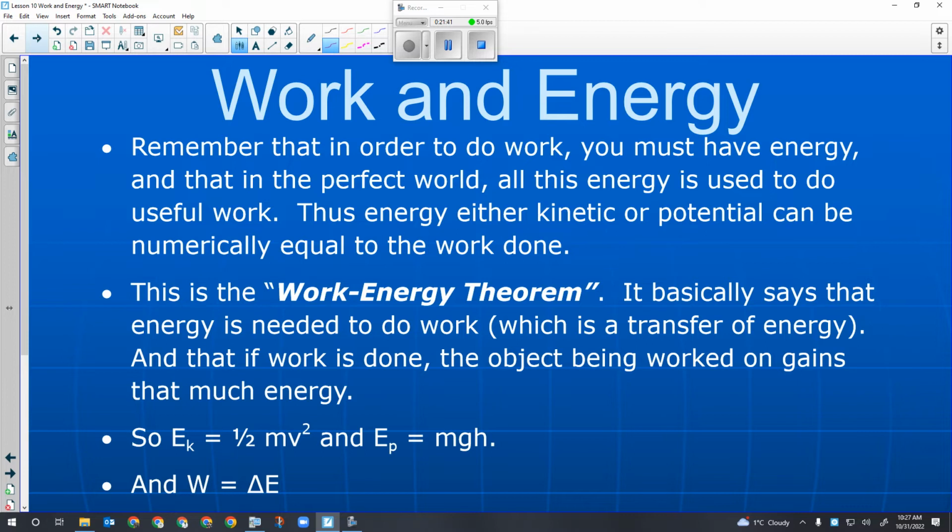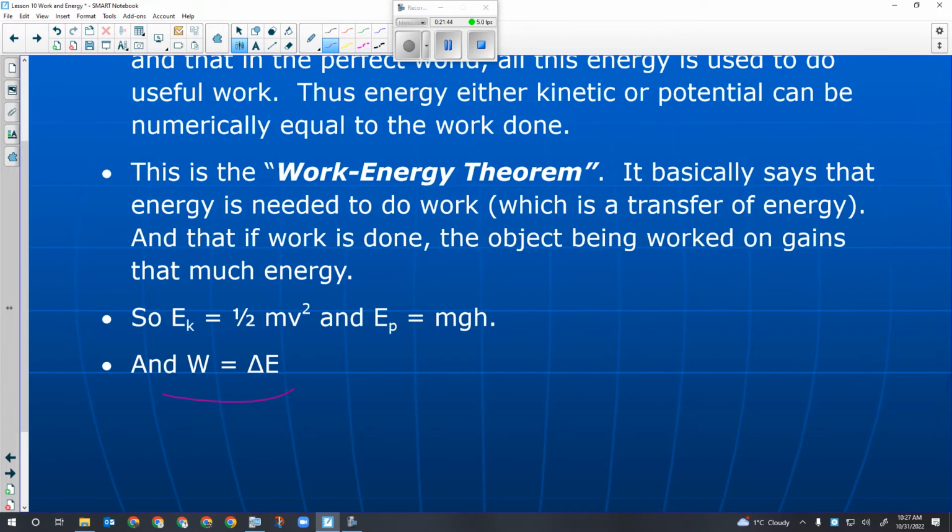All right. So, things to remember. Work's a change in energy, and these formulas that we learned last year, kinetic and potential energy. Kinetic energy is dependent on two things: the mass of the object and the speed of the object squared. Potential energy is dependent on the mass of the object, the acceleration due to gravity, and the height, or the change in height.